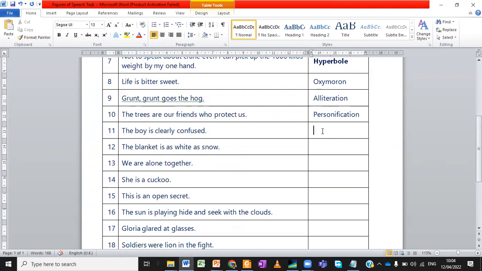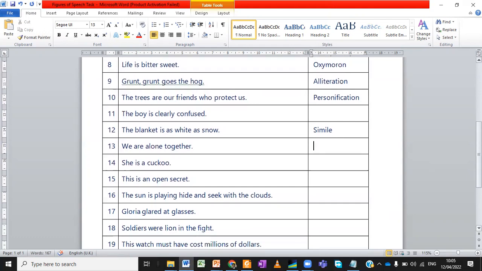11. If you find it difficult, you can move to number 12. We'll go back to 6 and 11 again. So move to number 12. Number 12, simile. Obviously. Number 13. Number 13, oxymoron. Very correct.